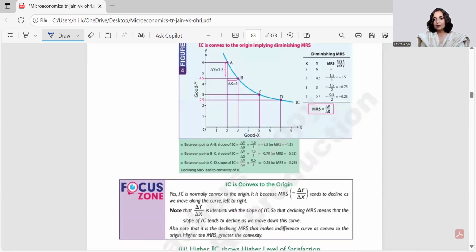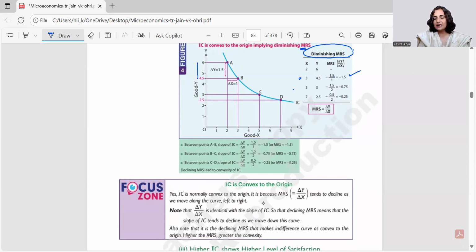Here also, they have talked about the diminishing MRS. I told you what MRS is. MRS is the name of the slope given to IC. So, how do we measure it? There is 1.5 units with respect to 1 unit of increase. Here, from 3 to 5, again 1.5 with respect to 2. So this is the justification of convex shape.